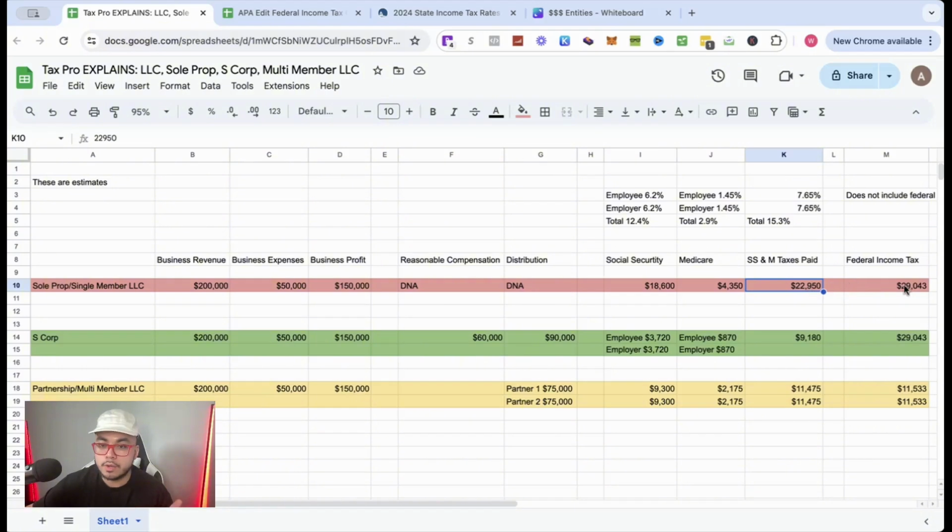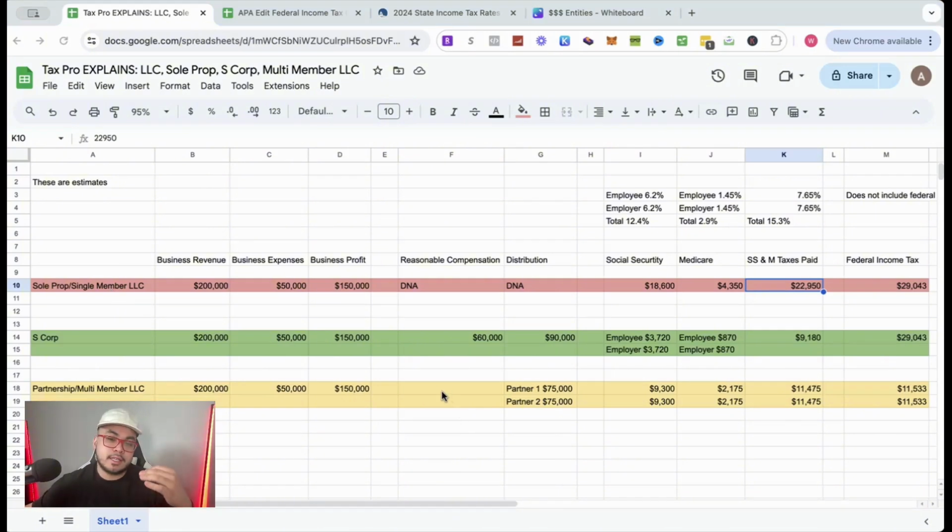Now we're going to add these two together, so I'm just going to say 29,043 plus 22,950, and because I live in Texas, I don't have state taxes. So off of $150,000 in profit, I'm paying roughly a third of my business profit in taxes just in general. Those are the taxes associated with a sole proprietorship and being a single member LLC.